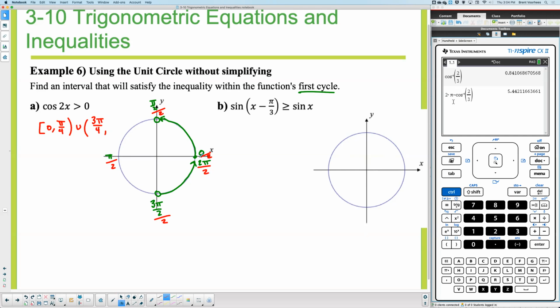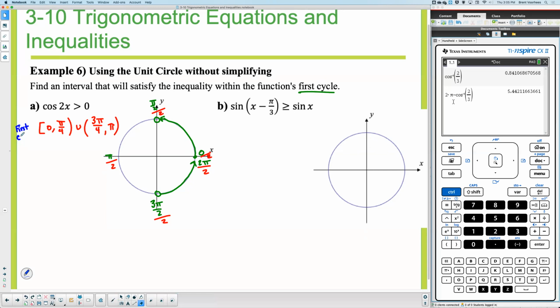All the way to 2 pi. Now 2 pi divided by 2 is 1 pi. 1 pi will still be a good answer, but it starts the second cycle, so I'm going to put a parenthesis around it. That's the first cycle of answers. It's right in there.